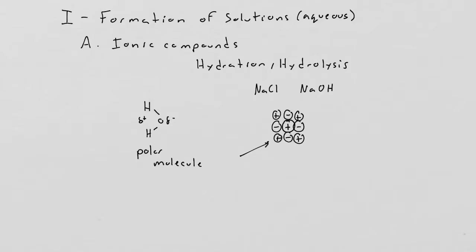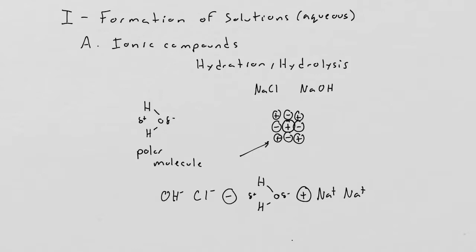When this occurs, the water molecules end up being surrounded essentially by the ions, and because opposites attract, the positive ions or the cations will be near the oxygen atom, and the negative anions will be near the hydrogen. So this would be a sodium over here, and this would be a chloride over here, or this would be a sodium over here, and this would be a hydroxide on the other side.